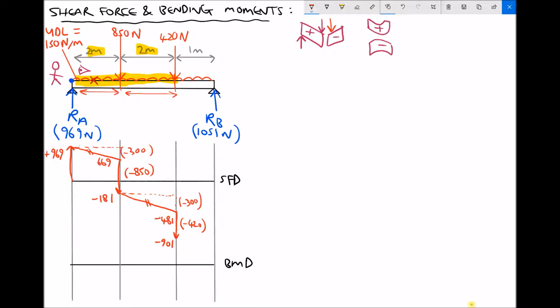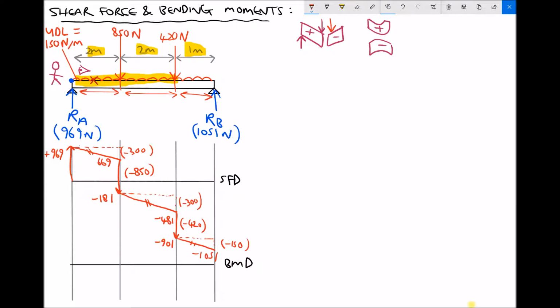Now I still have another 1 meter section of UDL to evaluate. We haven't yet included the effects of this 1 meter section here. Well, 1 meter of UDL is only 150 newtons. So I'm going to continue down at the same angle. But this time the distance I'm travelling down is minus 150. And that takes me to minus 1051.